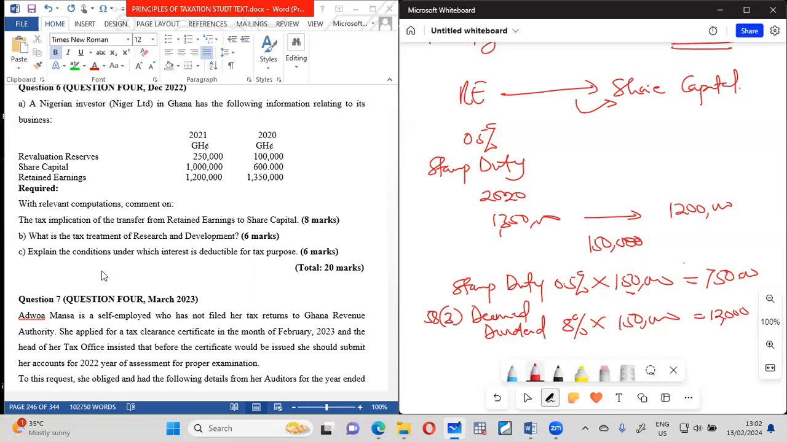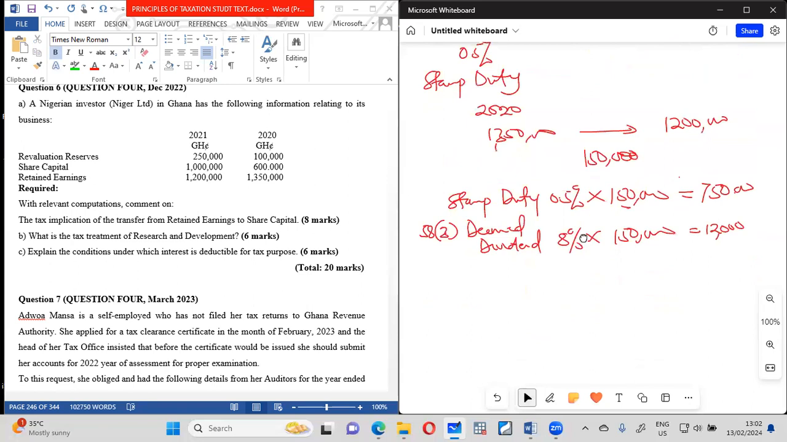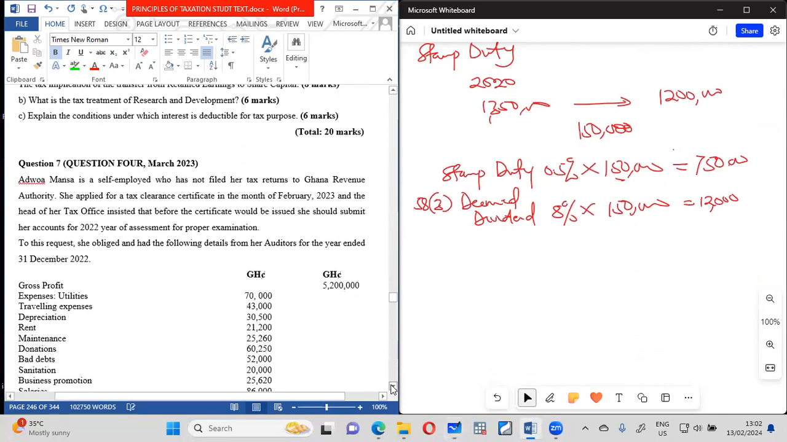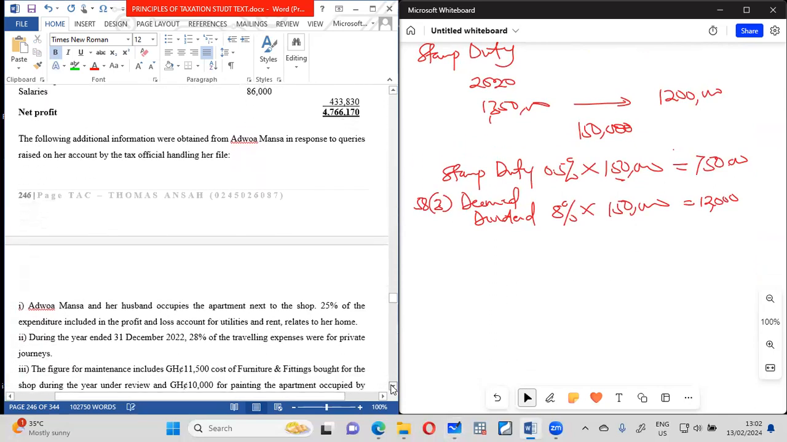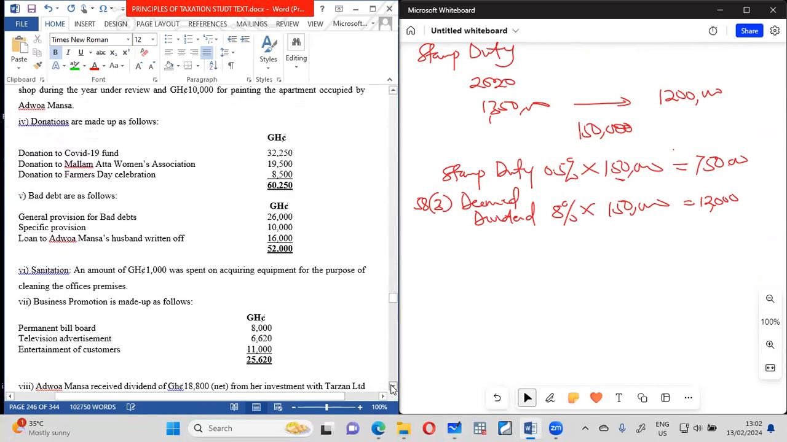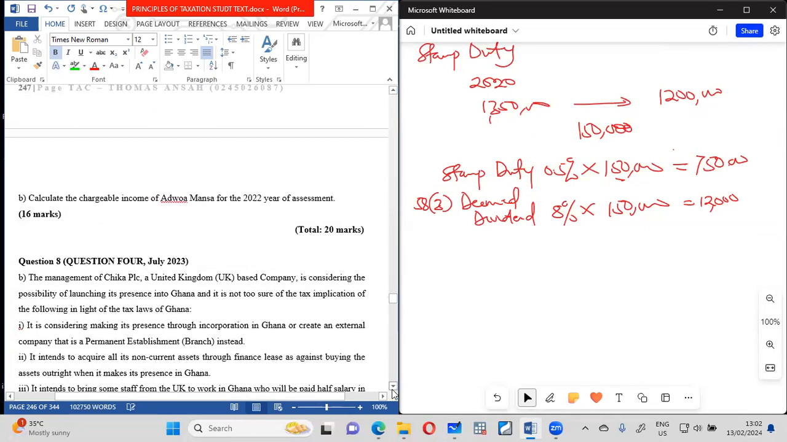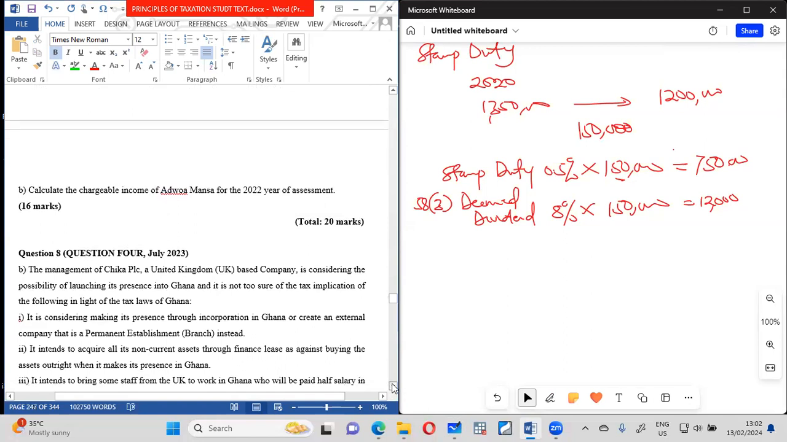All right, so please take note of that. Basically, you do these things, you get your 20 marks. That's all, so please learn these things. This is another long-talk example where you have to go through and add back those you have to add back, and all those things. So please take time and go through the example.